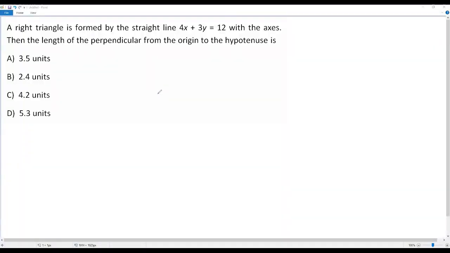Here we have a SAT math problem. Okay, let's go to the question. A right triangle is formed by the straight line 4x + 3y = 12 with the axes. Then the length of the perpendicular from the origin to the hypotenuse is?